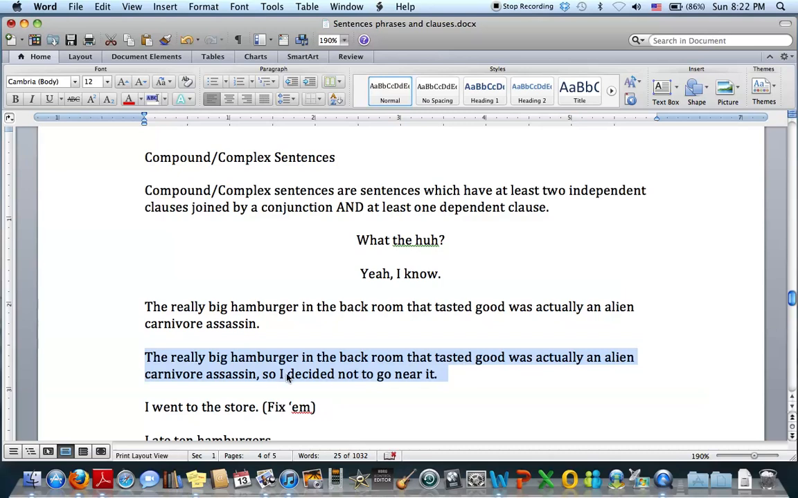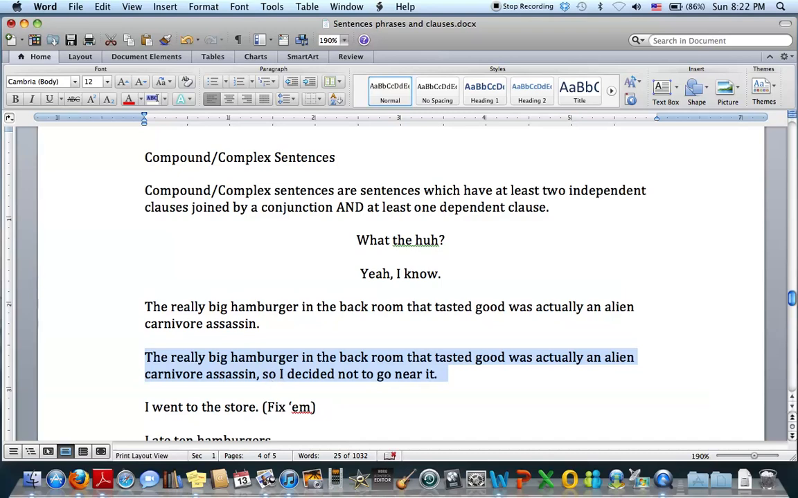Well, here's one. I decided not to go near it. It's an independent clause. And here's another. The really big hamburger in the back room, blah, blah, blah, was actually an alien carnivore assassin. So I have two independent clauses. Great. They have to be joined by a conjunction. Well, let's see if we can find one. One of our FANBOYS. And here we have so. All right, so we've got that.